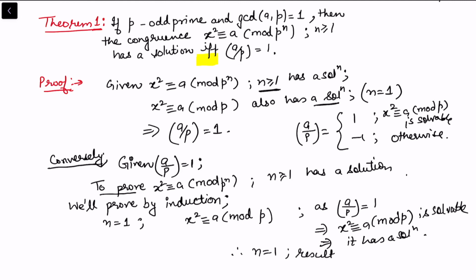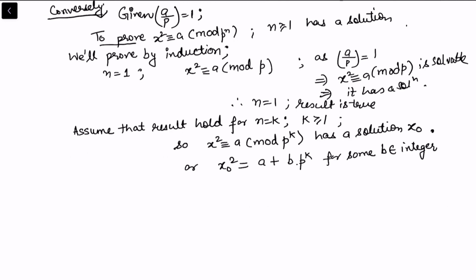And now I'll assume that the result is true for n equal to k, and we will prove it for k plus 1. So by the induction step, we assume the result is true for n equal to k, and hence x square congruent to a modulo p to the power k has a solution, and let's call the solution x naught. I simply substitute x naught in the congruence. So this gives me x naught square is congruent to a modulo p to the power k, and hence I can write this as an equality. For some b, this will hold: x naught square equal to a plus b into p to the power k.